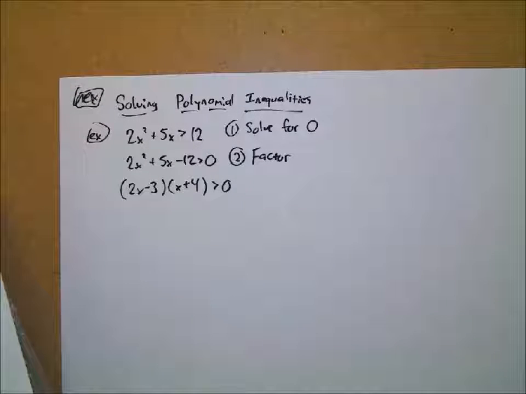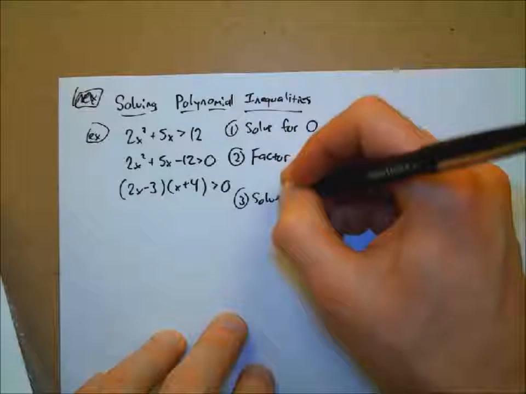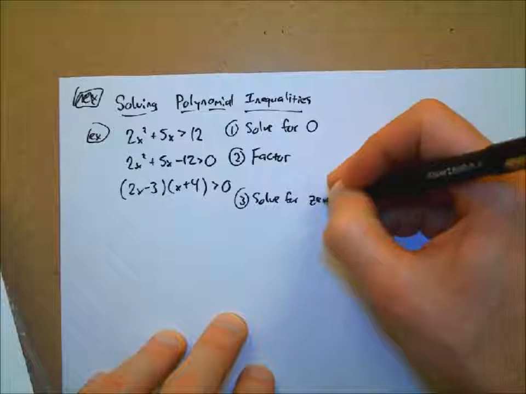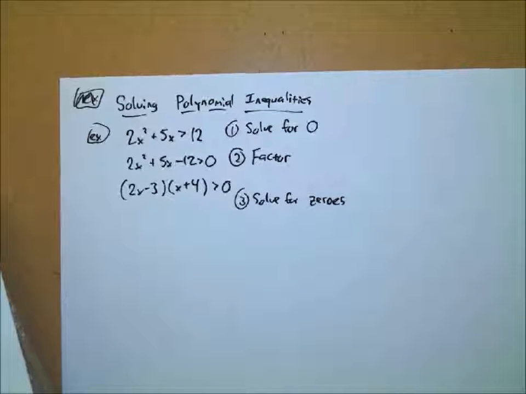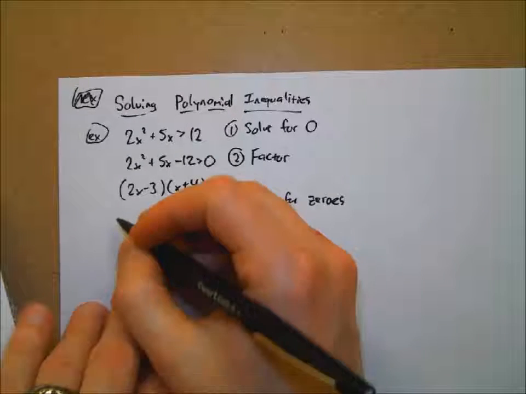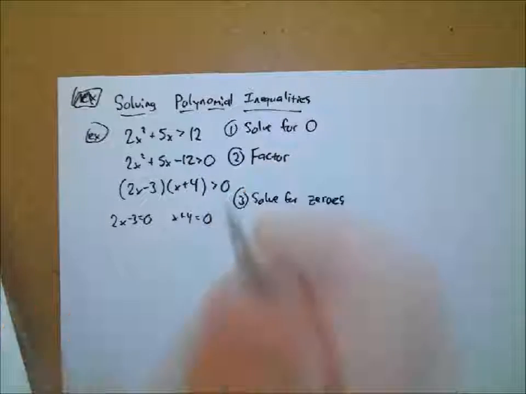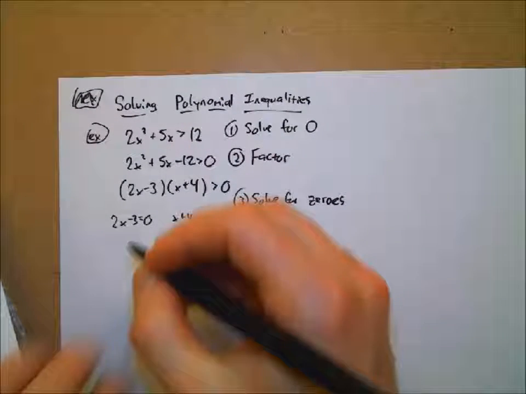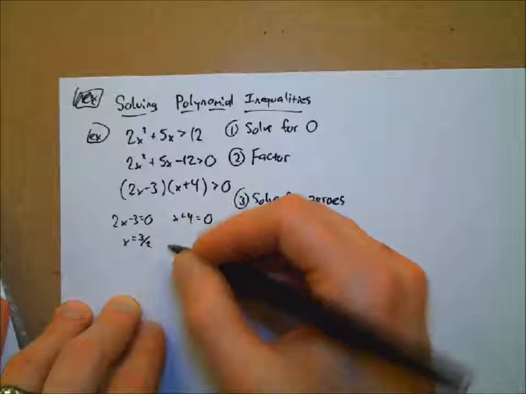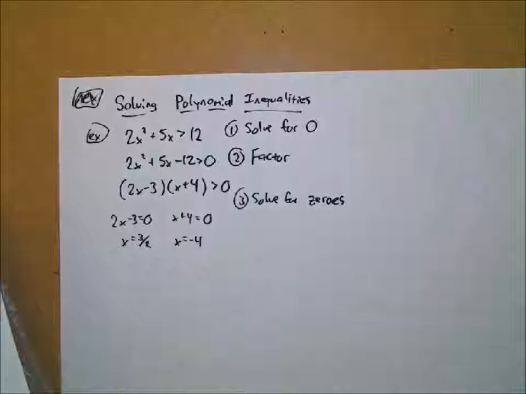Thank goodness. Then we're going to go an additional step here, and we're going to solve for the zeros. We're going to take the idea that this is an equation. So we'll say 2x minus 3 equals 0, x plus 4 equals 0. And so we get x equals 3 halves, and x equals negative 4.